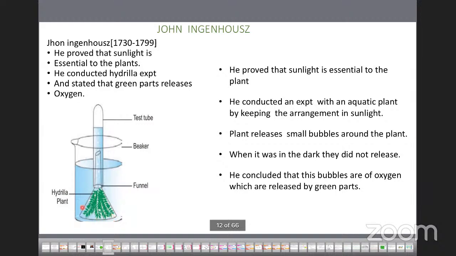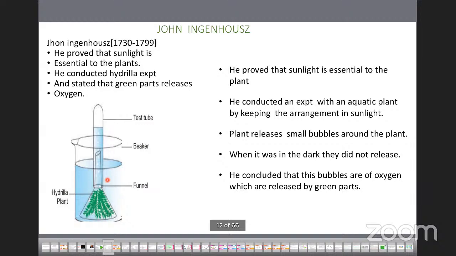In this way the arrangement will be made, and this experiment will be kept under the sunlight, arranged outside in an open area where sunlight will be available. Now this arrangement is left for 2 to 3 hours, and after 2-3 hours they observe the experiment.